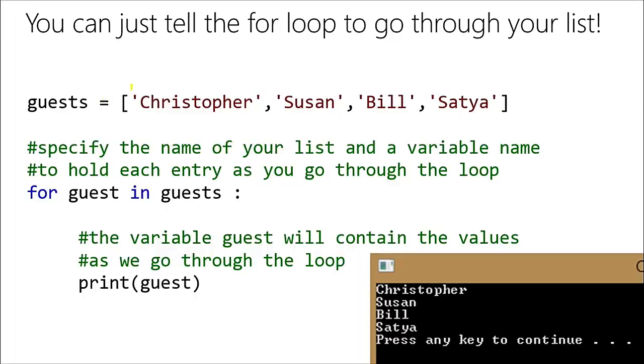So if we take a look at the slide, you can see when we declare a list of values, you can just say for guest, and you can call this, just like steps, color, or whatever you want to call it, some variable name in this list. You could actually put for guest in open square bracket, Christopher, Susan, Bill, Satya. Or if you've got that set of values stored in a list, you can just say for guest in guests.